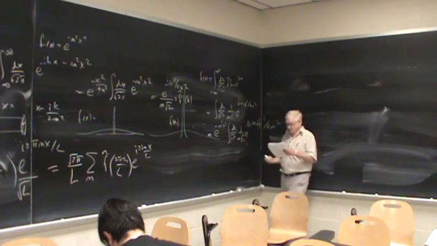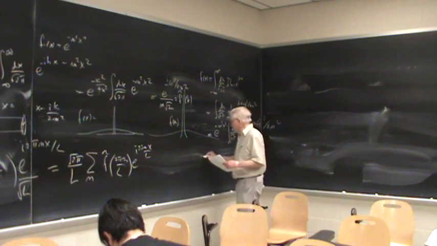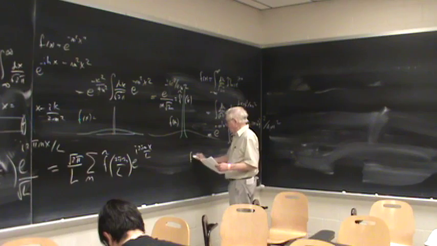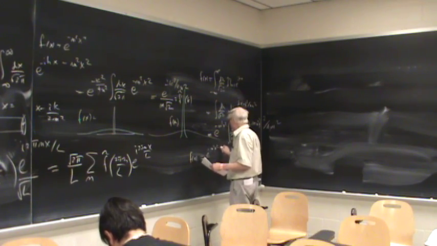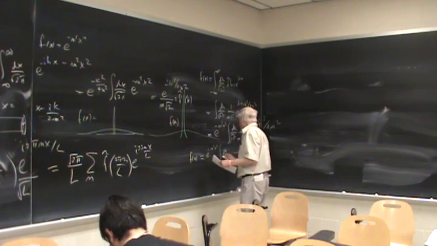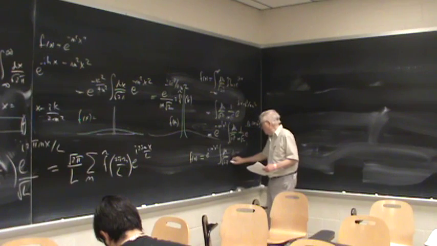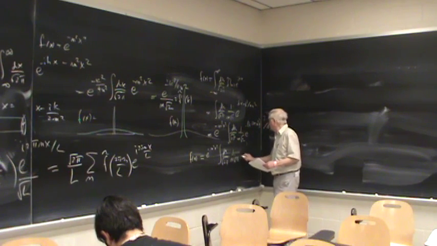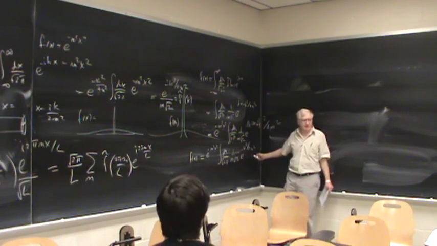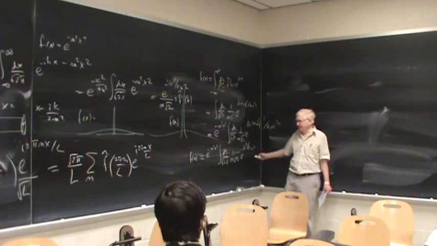Bingo, this is just k squared, and so our formula is f of x is e to the minus m squared x squared integral dk over root 2 pi, 1 over m root 2, e to the minus k squared over 4 m squared. Now this whole integral, of course, is just a number. There's no more x dependence.